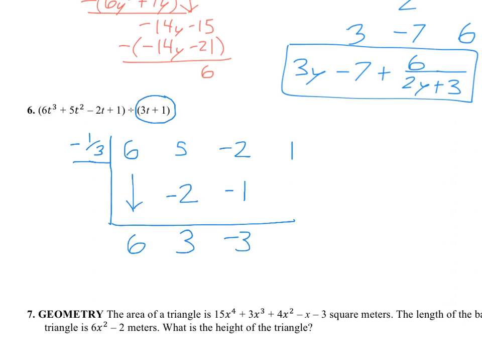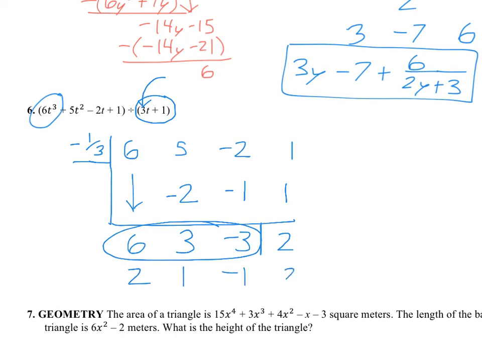Add. Multiply negative 1/3 and negative 3. You get positive 1 and 2. 2 is your remainder. Remember that your answer starts 1 degree lower. So this was t cubed, so we start t squared. However, don't forget that there was a number in front of t, and we have to divide all of these by that number, but not the remainder. So divide those all by 3. We would get 2, 1, negative 1, and the remainder stays the same.